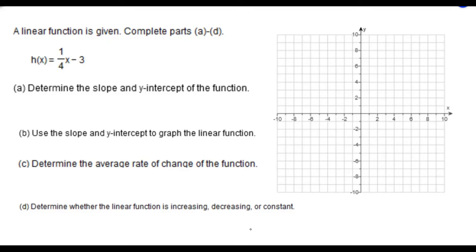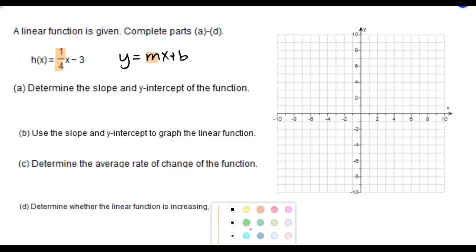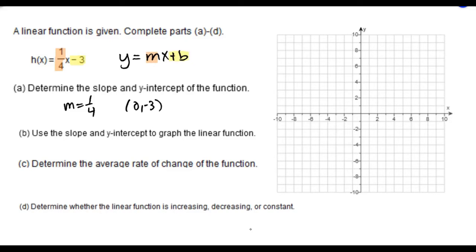This linear function is written in slope-intercept form, y equals mx plus b. So we can determine the slope by looking at the coefficient of the x, and the y-intercept by this constant on the end. So this linear function has a slope of 1/4 with a y-intercept at the ordered pair 0, -3. We want to use this slope and y-intercept to graph the linear function.